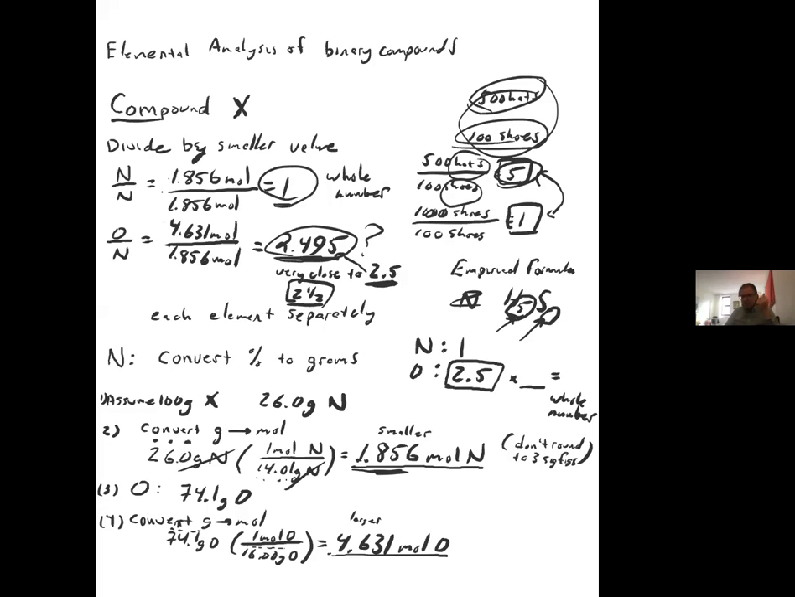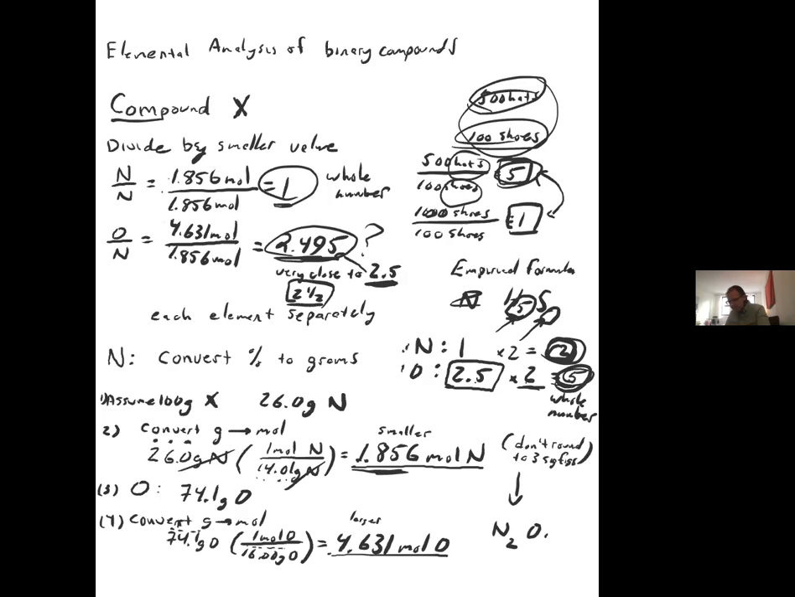If you multiply 2.5 by 2, that's going to give you a whole number. So I'm just going to multiply this by 2. But we want the ratio to be the same, so if I multiply this one by 2, I've got to multiply this one by 2. 1 times 2 is 2. 2.5 times 2 is 5. Those are whole numbers, and those are the smallest possible whole numbers. So we're going to have our answer, N2O5.